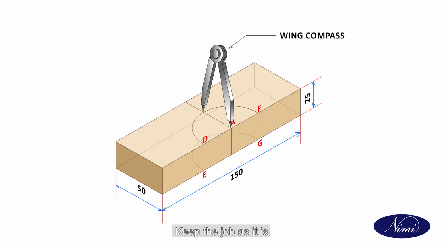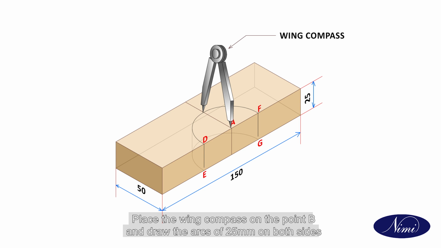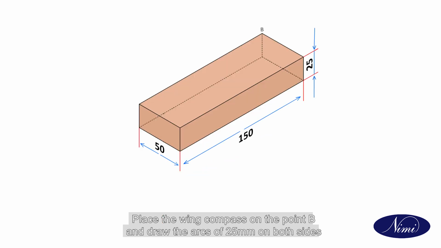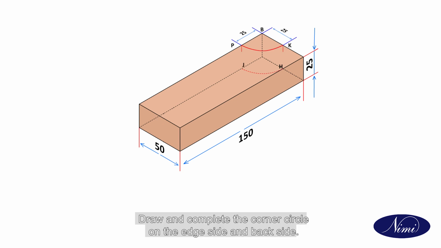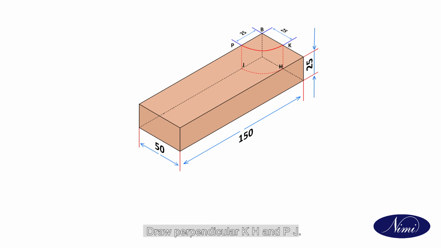Keep the job as it is. Place the wing compass on the point B and draw the arcs of 25 mm on both sides, joining P and K using the guide piece. Draw and complete the corner circle on the edge side and back side. Draw perpendiculars KH and PJ. KH is equal to PJ is equal to 25 mm thickness.